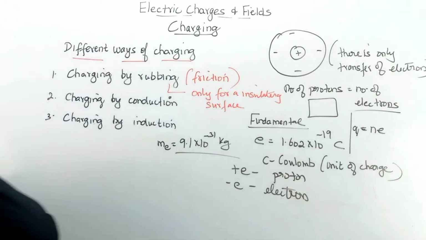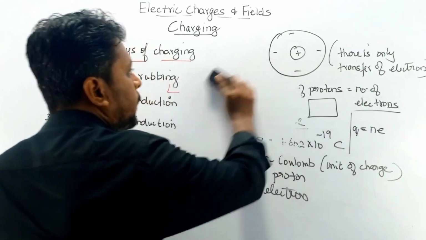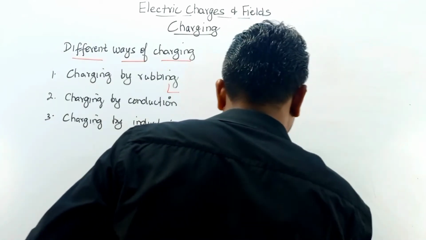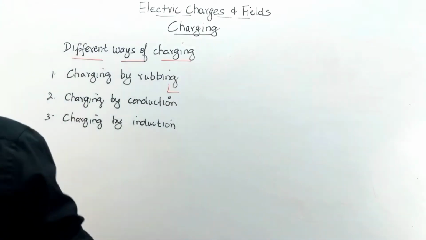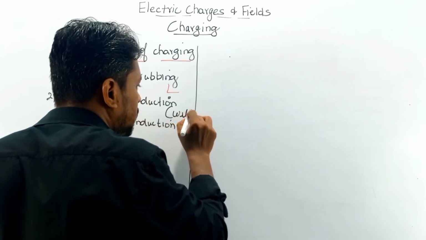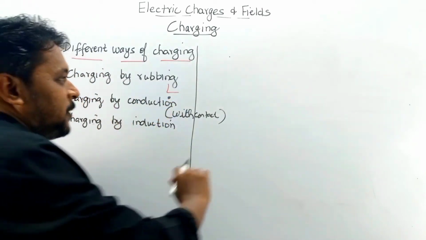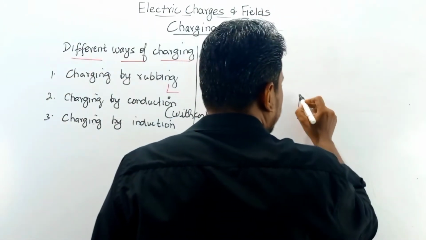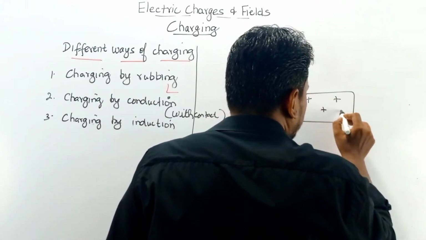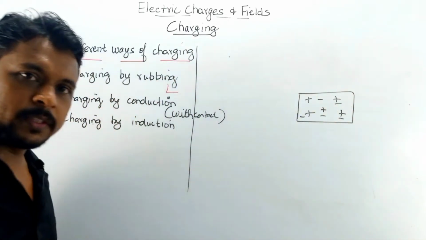Now we'll move on to charging by conduction. One point to be noted is that conduction means with contact, that is, it involves touching. So now let us take a neutral conducting object, which has an equal amount of charges.